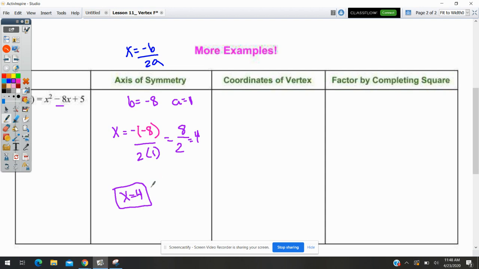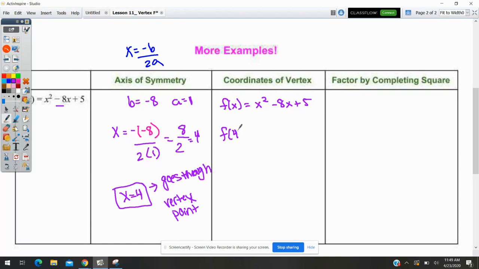So we know the axis of symmetry goes through the vertex point. Okay, so that means this x value is the x value of the vertex. So we just need to figure out what the y value is. We know our function is f of x equals x squared minus 8x plus 5. So we just want to know what the output is, our y value. So I'm just going to substitute 4 into the function.